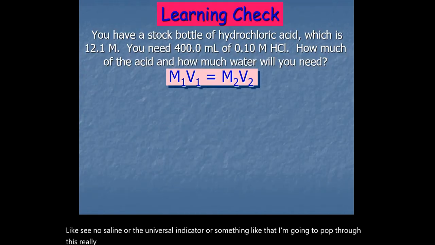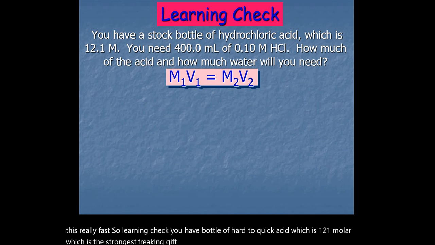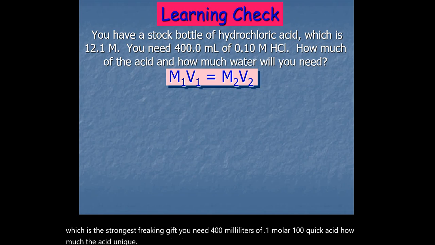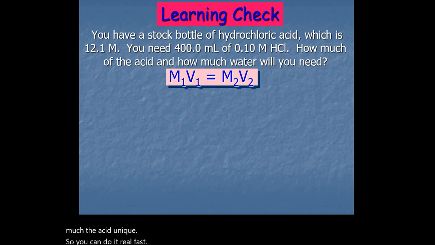So, learning check. You have a bottle of hydrochloric acid, which is 12.1 molar, which is the strongest we can get. You need 400 milliliters of 0.1 molar hydrochloric acid. How much of the acid do you need? See if you can do it real fast. Learning check. I gave you this, which is basically C1V1 equals C2V2, or CAVA equals CBVB.